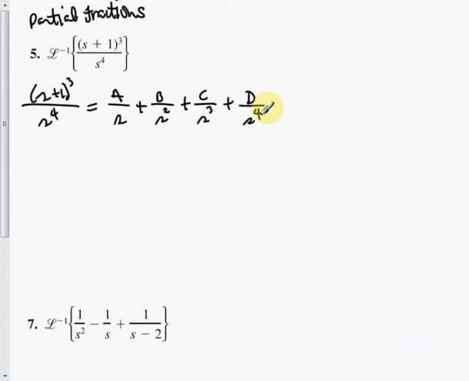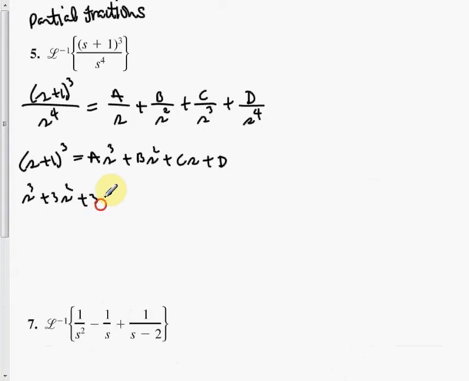And so we list the terms out in this fashion. Multiply both sides by the LCD, which is s to the fourth. So we end up with (s plus 1) to the third is equal to as to the third plus bs squared plus cs plus d. You use the binomial theorem to expand (s plus 1) to the third. This is s to the third plus 3s squared plus 3s plus 1. That's equal to as to the third plus bs squared plus cs plus d.